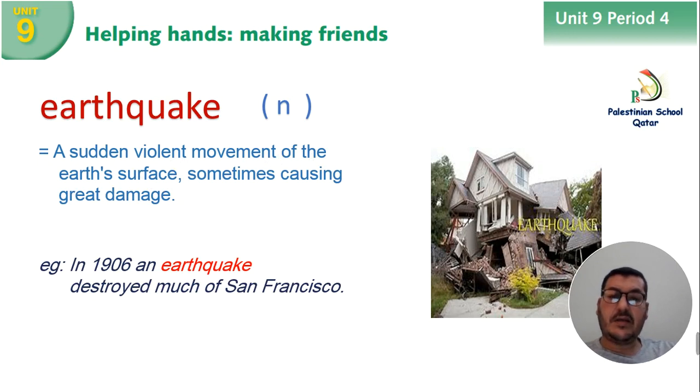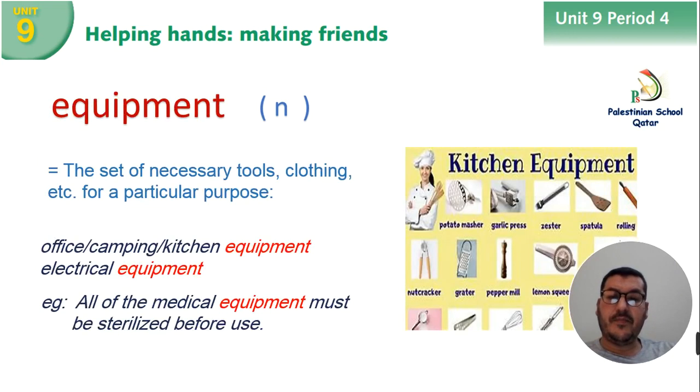After earthquake we have equipment, and these are all kitchen equipment. Did you memorize these? Did you know these? Maybe sometimes your mother uses them. Okay, so equipment is the set of necessary tools, clothing, etcetera, for a particular purpose. For example, each job has special equipment for it.